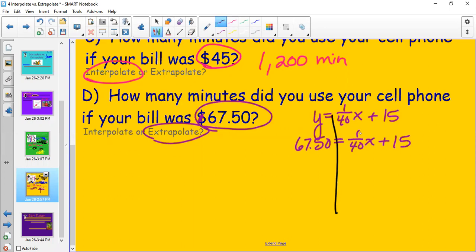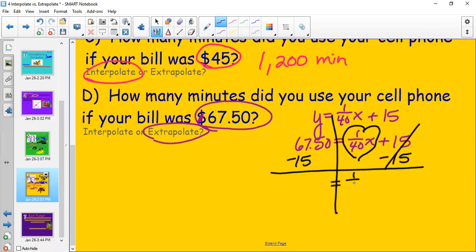So remember, you think about who your happy couple is, who's attached to the x, so that would be 1 over 40. Get rid of your outsider, so subtract 15 to get rid of it. And you can use a calculator here to subtract, or you can do this by hand. But that would be $15, so I'd subtract and get 50 cents. And that would be $52.50. Now, last thing you need to do is get rid of that 1 over 40. So we multiply by the reciprocal, which would be multiplying that by 40.